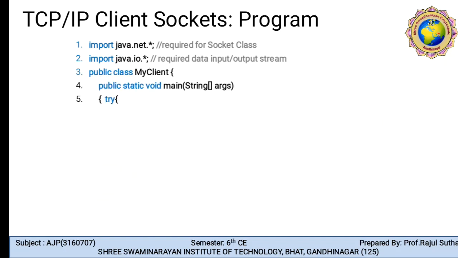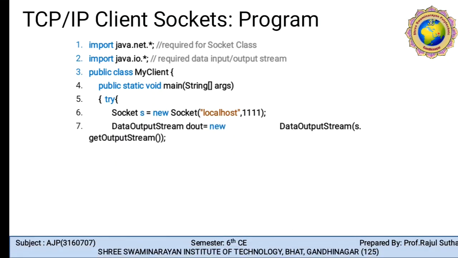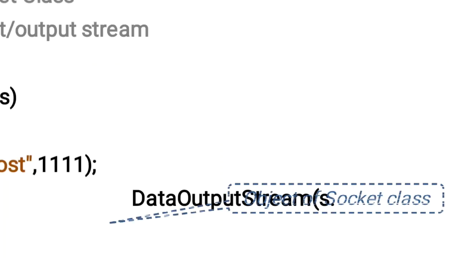Same way for the client program, import java.net.*, it requires the Socket class. Import java.io.*, it requires the data input as well as output stream. Public class MyClient, public static void main(String args[]), and try: Socket s is equal to new Socket("localhost", 111). Localhost is the DNS or IP address, and 111 is nothing but the port number. DataOutputStream dout is equal to new DataOutputStream(s.getOutputStream()).